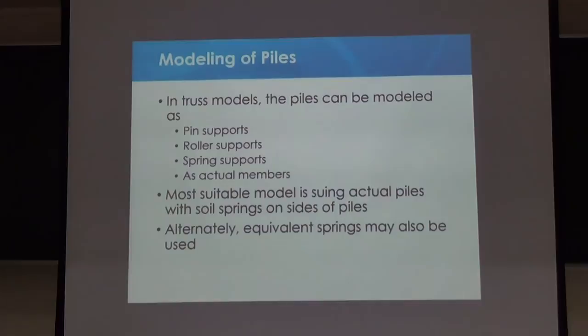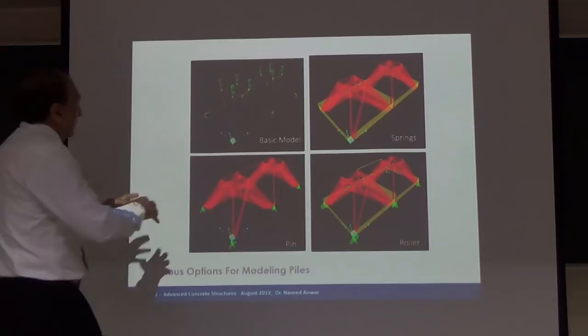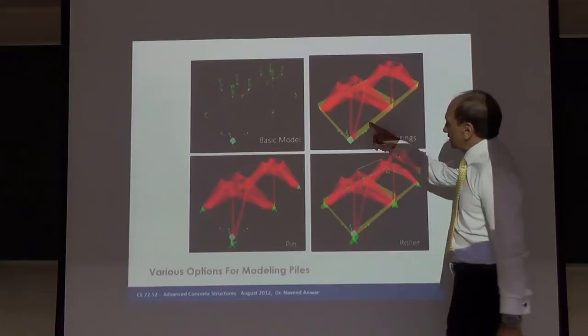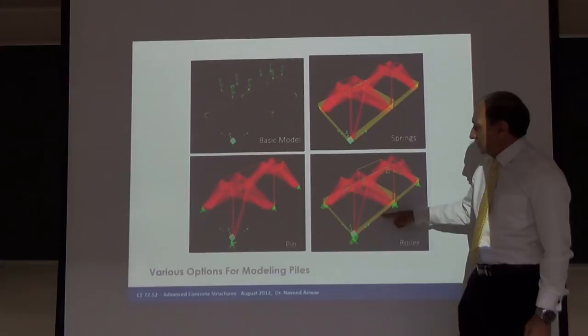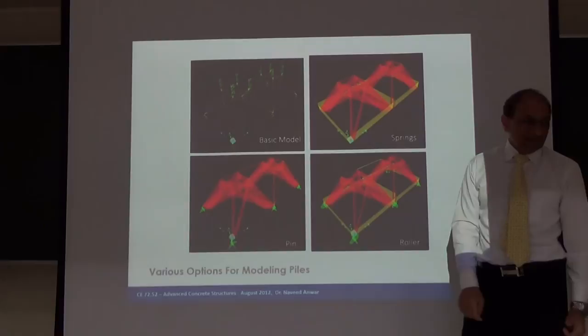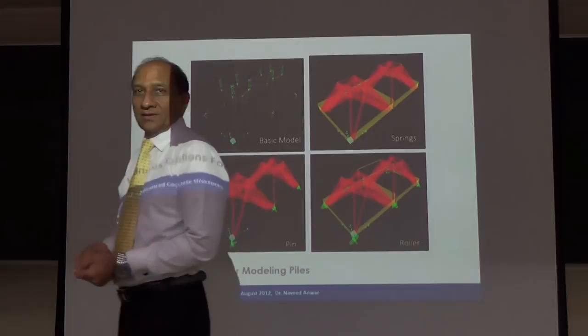So I give you the example. I tried to create several models to show you the difference. This is a pile cap with two columns and six piles. We analyze it using springs, with tension; using pin, with zero tension; and using roller, with some tension, some none. So both of them are wrong in 3D. This is the only one which is correct, right? So spring or real members. If you make a mistake of using pin, it's totally wrong.